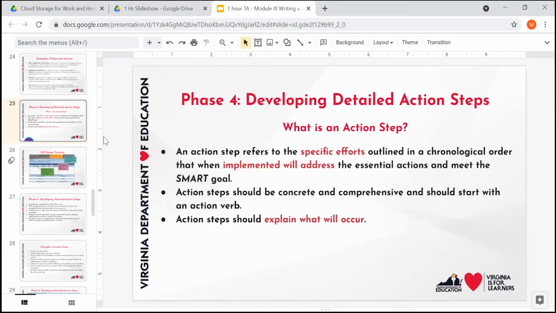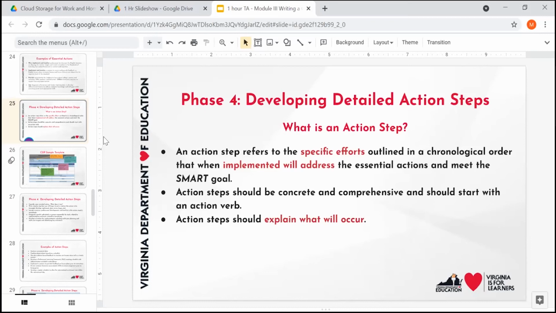You're not just going to hold the PD session, right? But once you hold that PD session, how are we going to know that it's having an impact in classrooms and on students? How are we monitoring? What are other steps after that PD to continue the professional learning beyond just one session? An action step should explain what will occur, right?